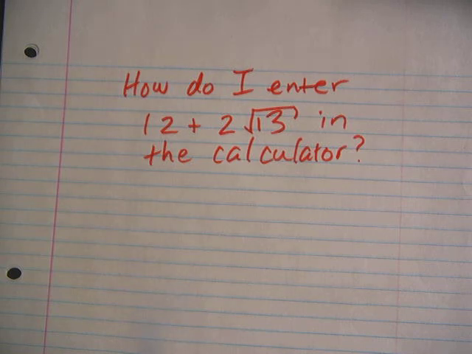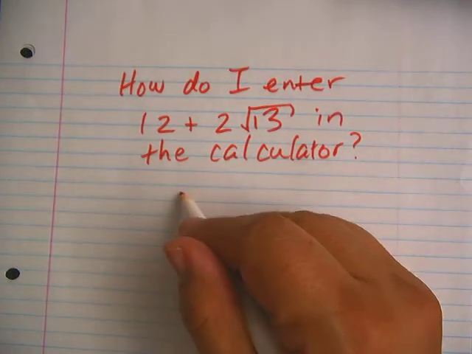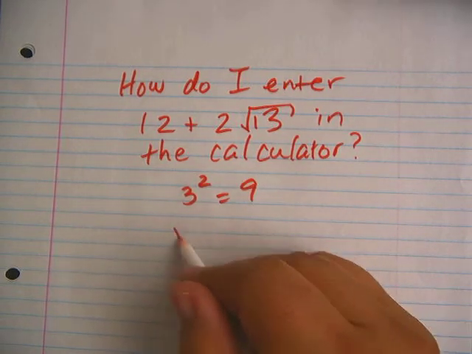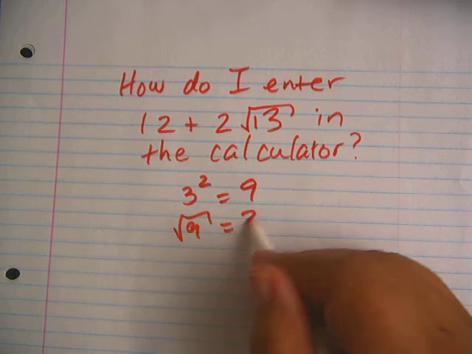Okay, now we have a question from our fans. How do I enter 12 plus 2 square root of 13 in a calculator? Well, first of all, square root is related to squaring. So if I said, say 3 squared is 9, going backwards, the square root of 9 is 3.